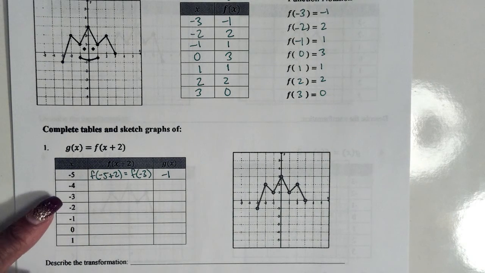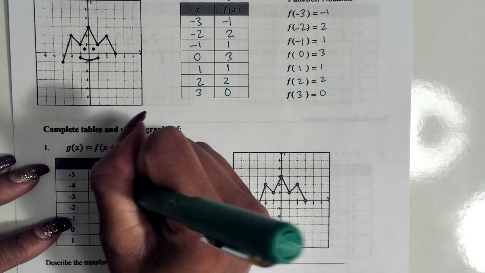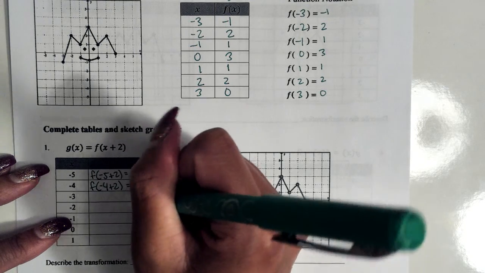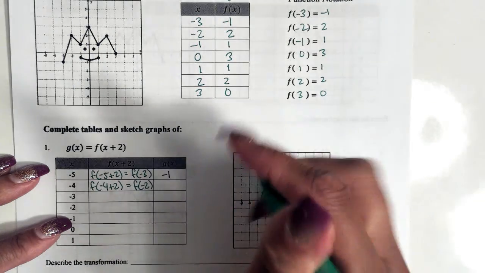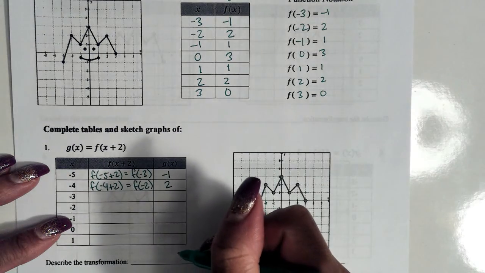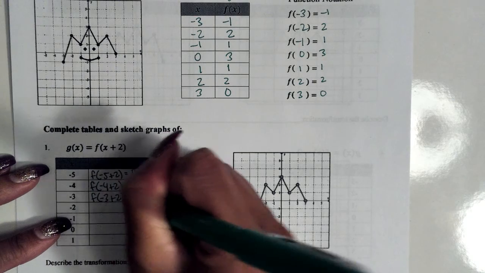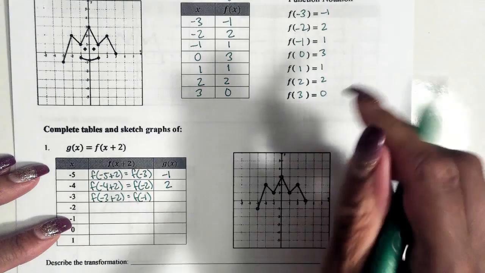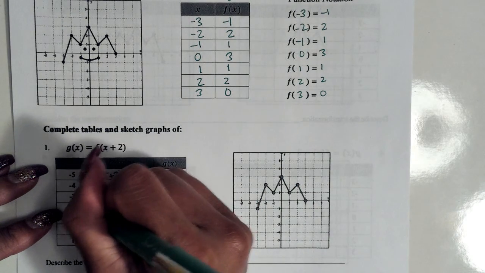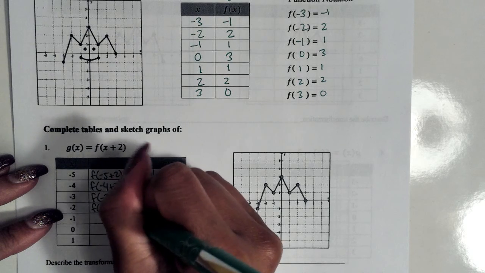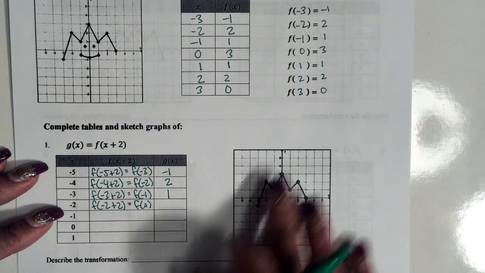Then we do the same thing with f of -4. So f of -4 plus 2 gives us f of -2. Then we refer back to our function notation. f of -2 gives us 2. Then we do the same thing, so on and so forth. We get -3 plus 2 equal to f of -1, and f of -1 is 1. And then with -2, I have f of -2 plus 2 equal to f of 0. So now f of 0 is 3.